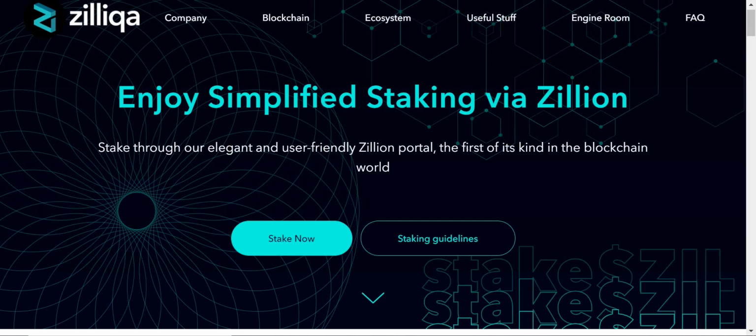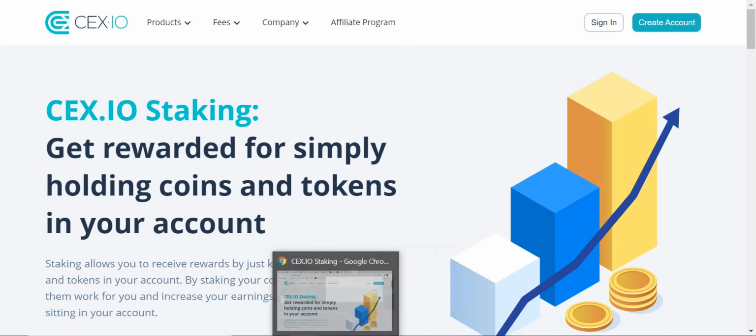What they do is they let you put your Zilliqa in your wallet. They will give you your staking rewards monthly, but your staked Zilliqa isn't locked. You can trade it, sell it at any point in time with no unlocking period. So cx.io, here it is. This is the website. This is their staking website.